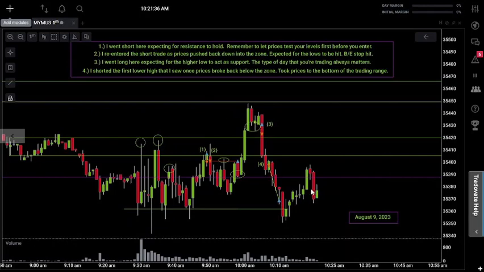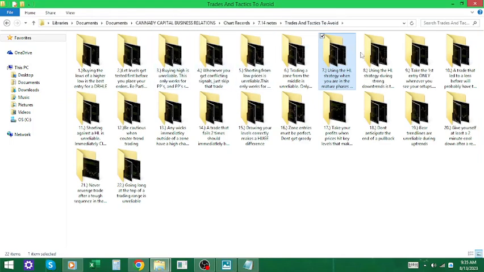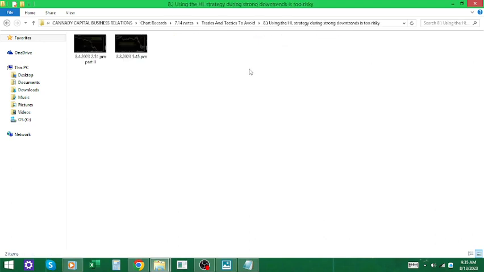And if we look at August 9th, I did the same thing right here on trade number 3. Went long here, expecting the higher low to act as support, but the type of day that you're trading always matters. And this was actually a range bound day. So going long on a range bound day after a breakout is just extra unreliable. So also remember that too. That's the biggest lesson I learned from number 7. When the higher low is mature, avoid it. It's going to be tough, but you have to have that discipline. You have to. So let's go ahead and move on to rule number 8.